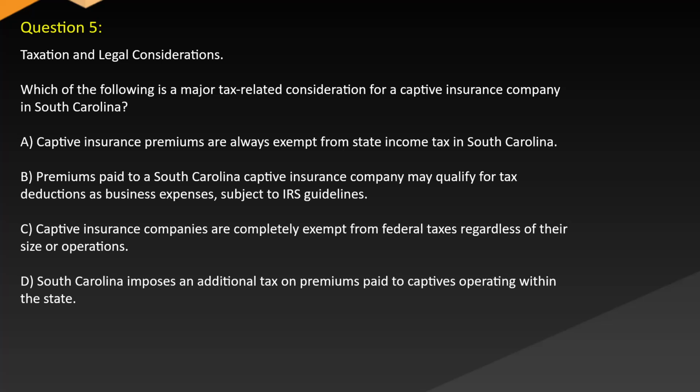Question 5. Taxation and legal considerations. Which of the following is a major tax-related consideration for a captive insurance company in South Carolina? A. Captive insurance premiums are always exempt from state income tax in South Carolina. B. Premiums paid to a South Carolina captive insurance company may qualify for tax deductions as business expenses, subject to IRS guidelines. C. Captive insurance companies are completely exempt from federal taxes regardless of their size or operations. D. South Carolina imposes an additional tax on premiums paid to captives operating within the state.